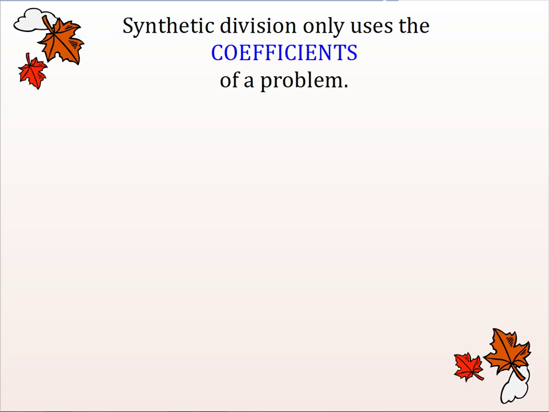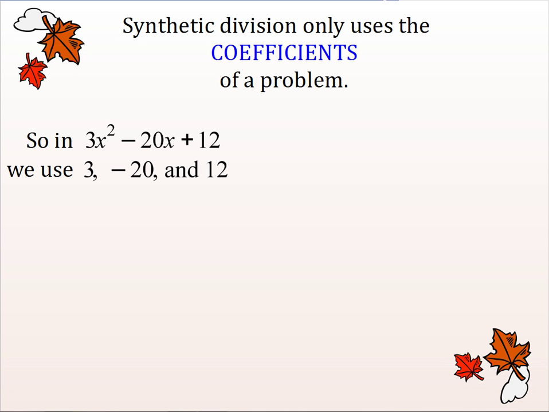Synthetic division only uses coefficients of a problem. Okay, so in 3x squared minus 20x plus 12, notice this is in descending order and I don't have any missing terms. I have a power of 2, then 1, then 0. I'm only going to be concerned with the 3, the negative 20, and the positive 12. I'm only going to use coefficients in synthetic division.